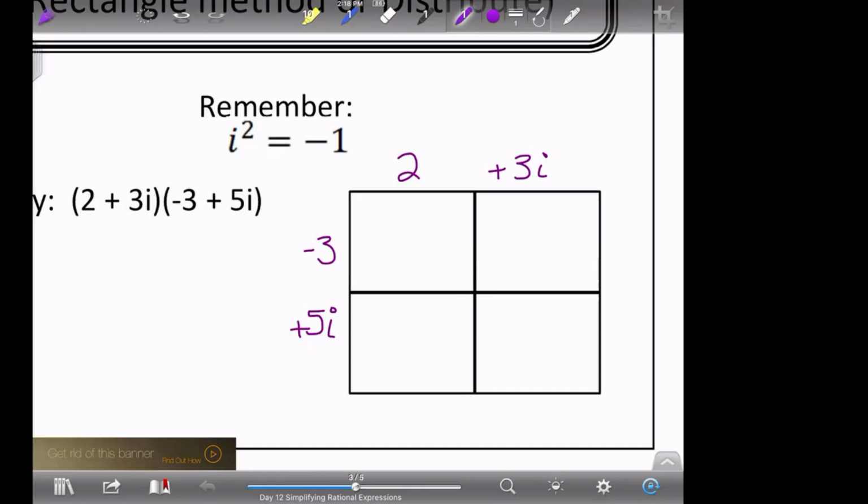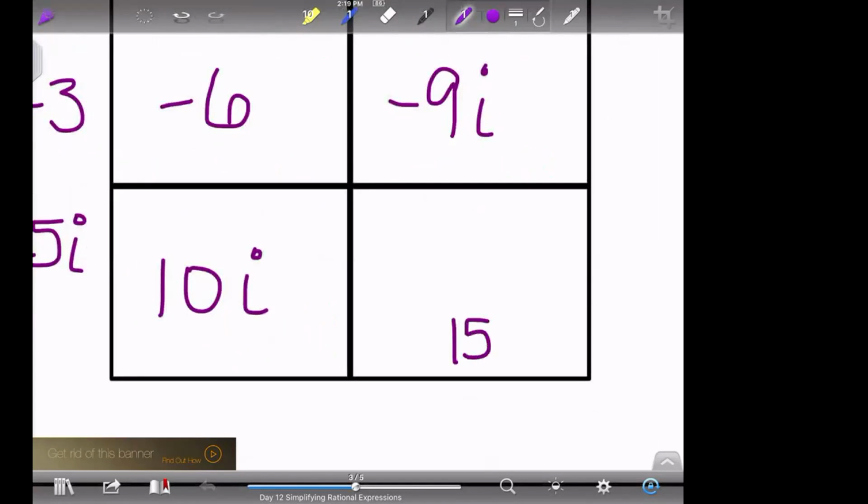So now we're going to multiply corresponding boxes. For the top left box, I'm going to take 2 times negative 3 to get negative 6. I'm going to take negative 3 times 3i to get negative 9i. I'm going to take 2 times 5i to get 10i. And I'm also going to take 3i times 5i. So 3 times 5 is 15. And i times i is i squared.